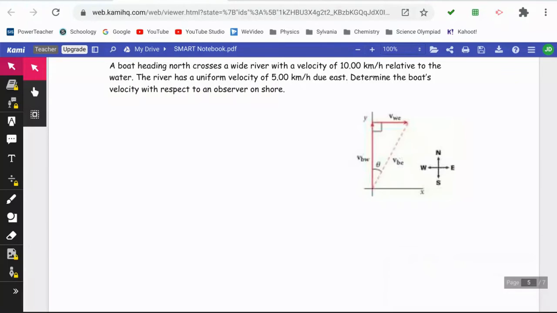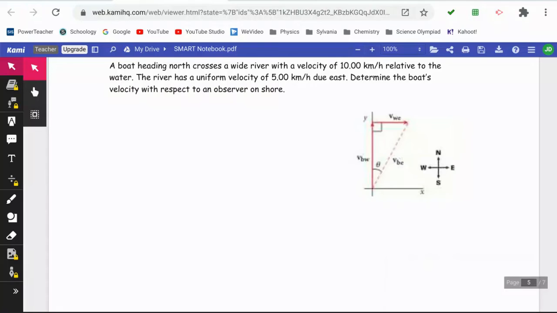Okay, so I hope that video gave you some good examples. We're going to go ahead and work through some math problems now to apply these relative motion problems to our kinematic equations. So here I have an example of a boat problem. A boat is heading north across a wide river with a velocity of 10 kilometers an hour relative to the water. The river has a uniform velocity of 5 kilometers an hour due east. Determine the boat's velocity with respect to an observer on the shore.